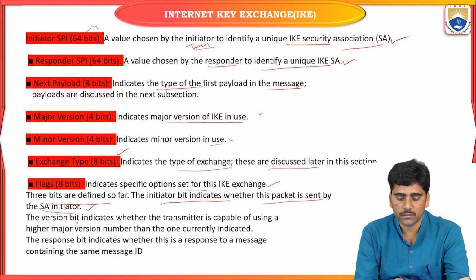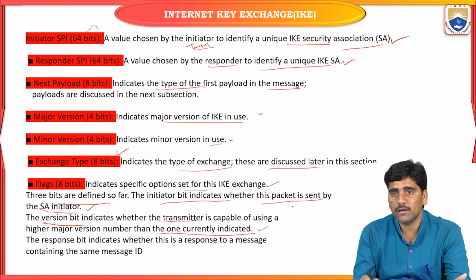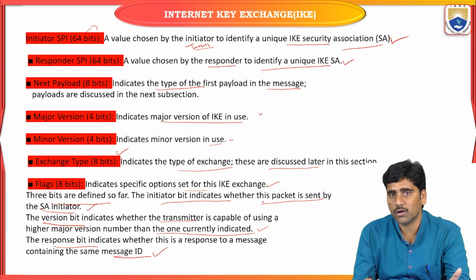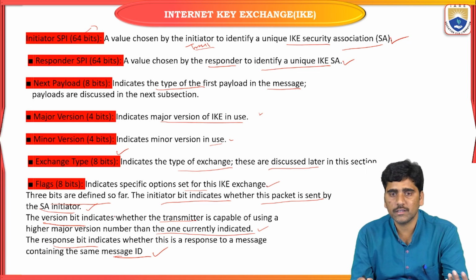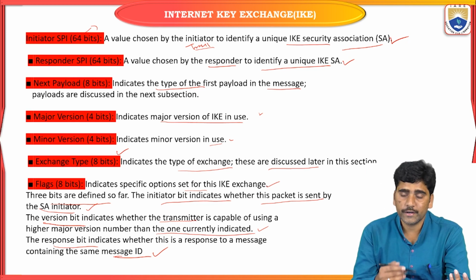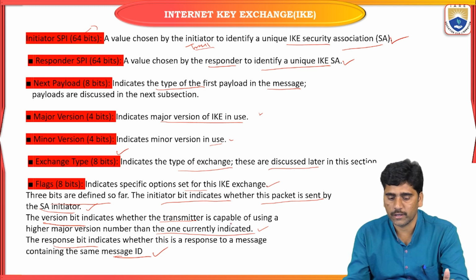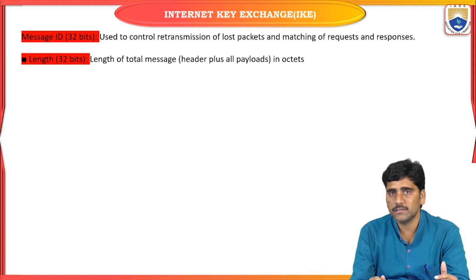The version bit indicates whether the transmitter is capable of using a higher major version number than the one currently indicated. And the response bit indicates whether this is a response to a message containing the same message ID or not. So the version bit indicates the major or minor version, and the response bit indicates whether a response message is received with the same message ID.